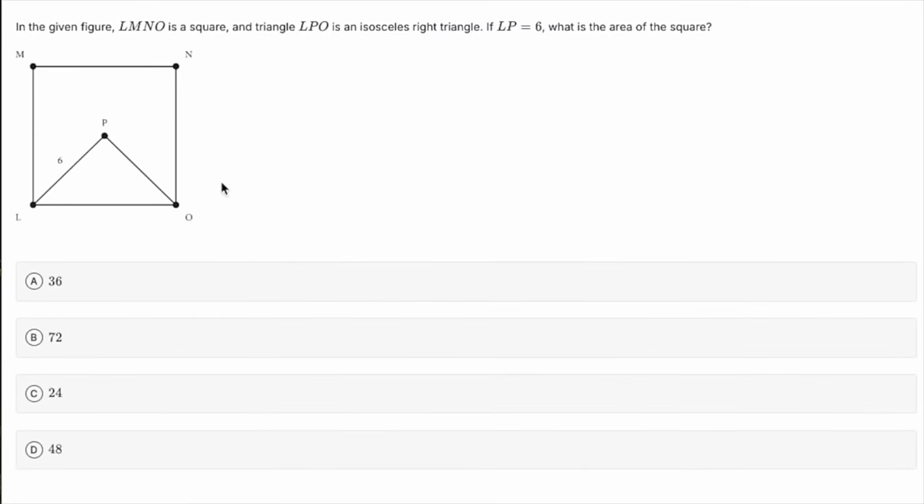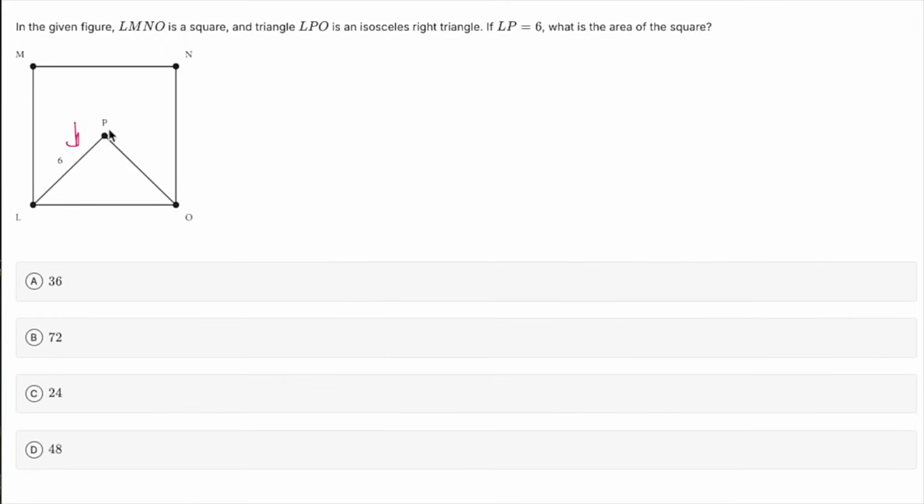All right, this is kind of a fun challenge because it includes a square. So we're going to need to know at least a little bit about squares to do this. But let's see if we can figure out what's going on here. Basically, they're telling us this is isosceles, and then we're supposed to figure out the area of the square. So I need to know one of the side lengths in order to get the area of the square.